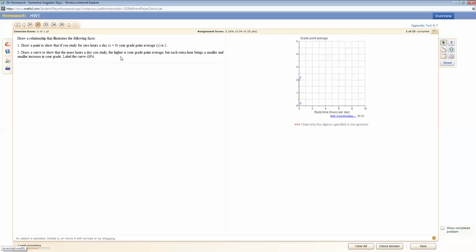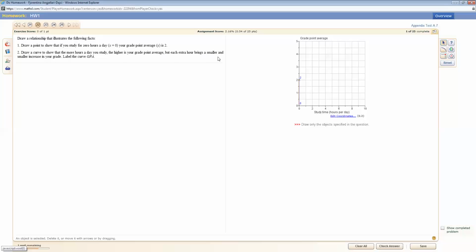And another relationship that you should be careful about when you draw your curve is the one that states that your GPA curve should have a positive slope. It should increase as the number of study hours increases. However, it does increase fast at first, or the slope is high at first, and then the more hours you study, you have a smaller and smaller increase in the GPA. So that means later the slope will get flatter.